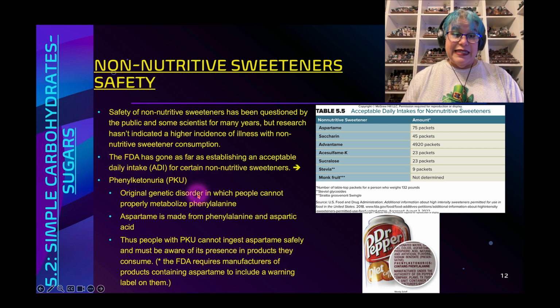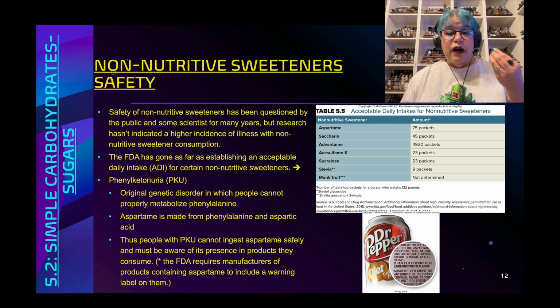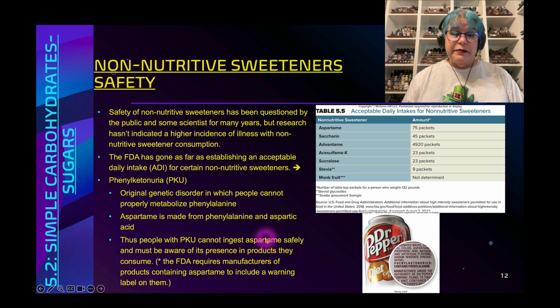Phenylketonuria is a disease in which people who have it cannot metabolize phenylalanine correctly. Phenylalanine is an amino acid, which is a building block for proteins. And for these people, unfortunately, they can't ingest that and break it down like it's supposed to be broken down. Instead, they make toxic products that eventually go to the brain and can cause really severe brain damage if it builds up enough. So people with PKU can't ingest aspartame safely.